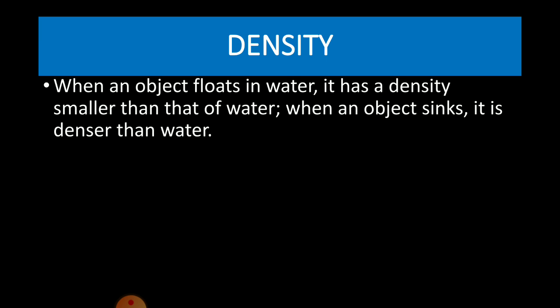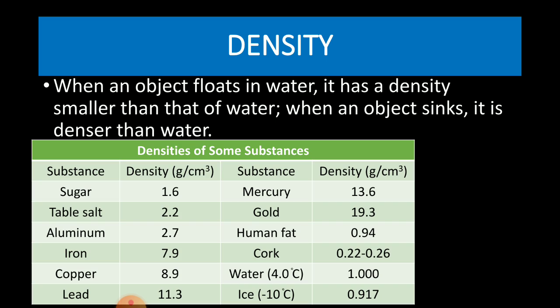When an object floats in water, it has a density smaller than that of water. When an object sinks, it is denser than water. We have here a table which shows the densities of some substances. So we have the substances sugar, table salt, aluminum, iron, copper, lead, mercury, gold, human fat, cork, water at 4.0 degrees Celsius, ice at -10 degrees Celsius, together with their corresponding densities in grams per cubic centimeter.